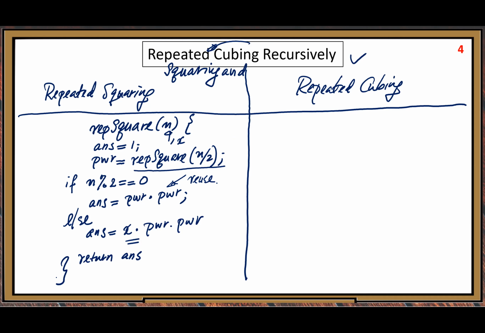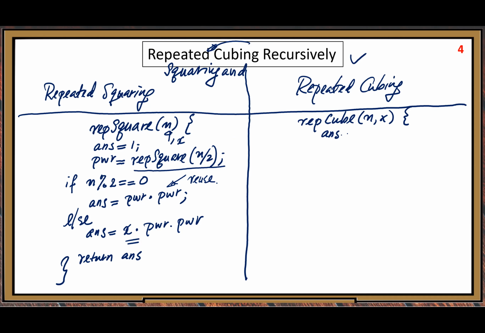This is the repeated squaring definition, a recursive function. Similarly, we can easily implement the repeated cubing idea. So let me write it. It's just one more step, because of the cube structure. And we need two parameters, n and x, not one.